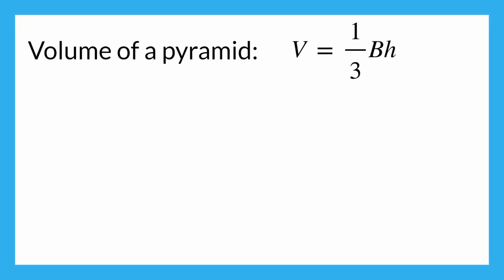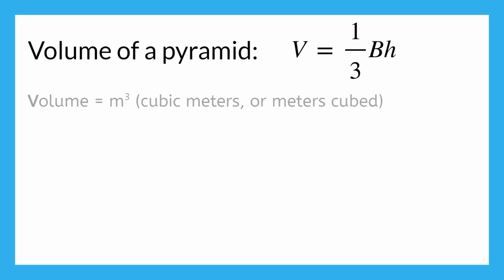For instance, here's the formula for volume of a pyramid. We just plug in the values of B and H, calculate, and we're done, right? Well, not quite. Each of the variables here has different units, and they have to be compatible before we can do any calculations. Say we want the volume to be measured in cubic meters.